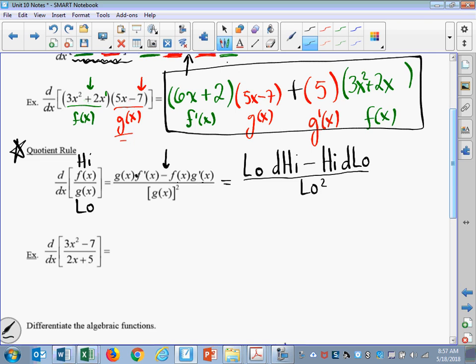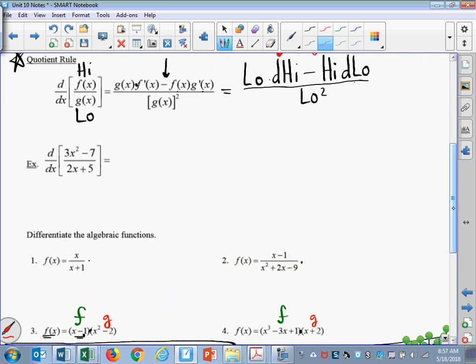So what does that mean? The d means the derivative. You're taking the derivative of that one. So low, you take the denominator, and then d high, the derivative of the numerator, minus high, that's the numerator with no derivative, and then d low, that's the denominator's derivative, all over the denominator squared. What a mess. So let's actually practice it here.